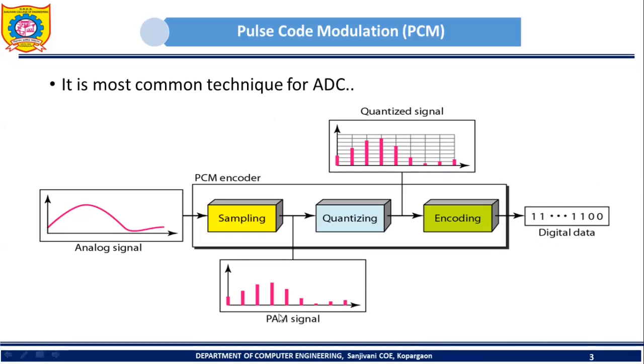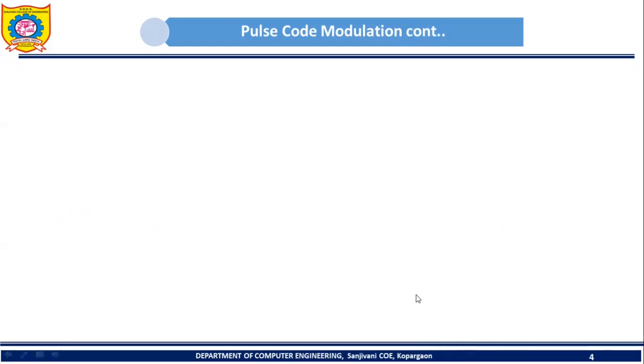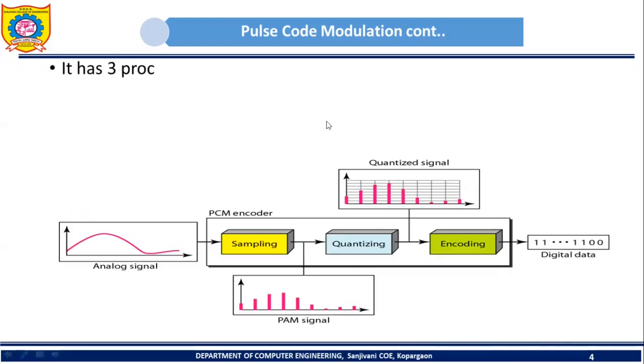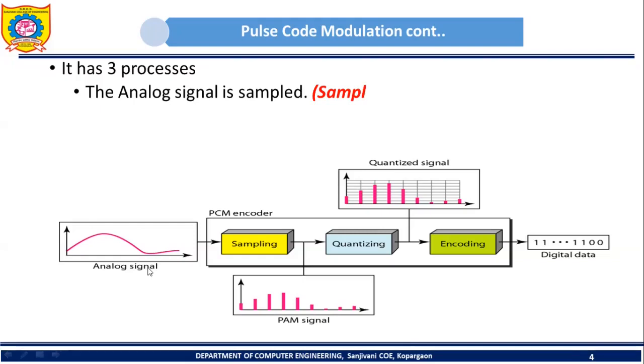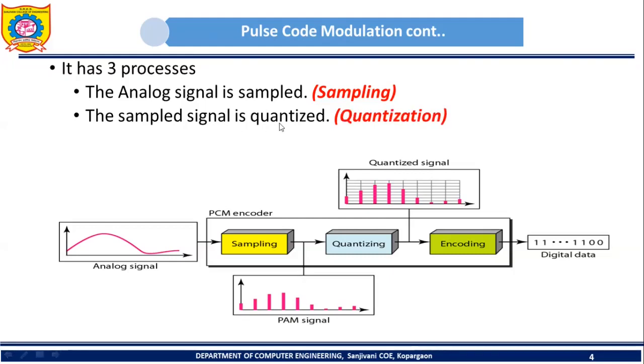Now let's try to understand the different components of PCM. PCM has three main processes. Here you can see those three main processes: this is the first process, second process, third process. In the first process, what will happen? The input analog signal is sampled. That process is called sampling. In sampling, this analog signal will be sampled. Then, which is the second step? The sampled signal is quantized.